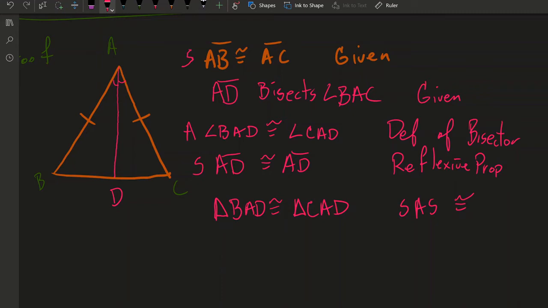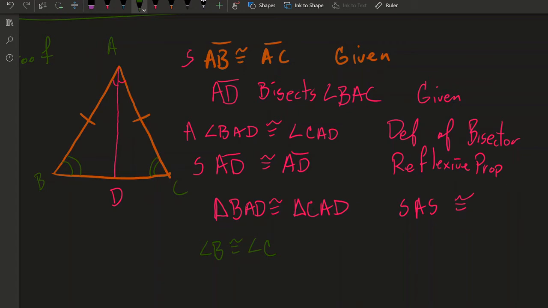Now, what we've done here is I took this triangle and split it up into two smaller triangles, but now I've shown that the two smaller triangles are congruent, and since those two triangles are congruent, I can say that their corresponding pieces are congruent. So therefore, angle B must be congruent to angle C because the triangles are congruent. So I can say angle B is congruent to angle C because corresponding parts of congruent triangles are congruent.